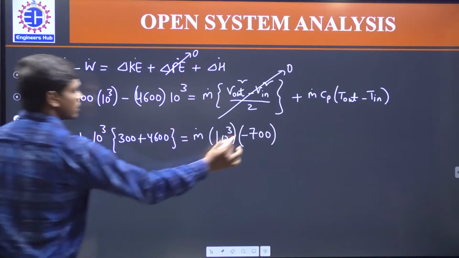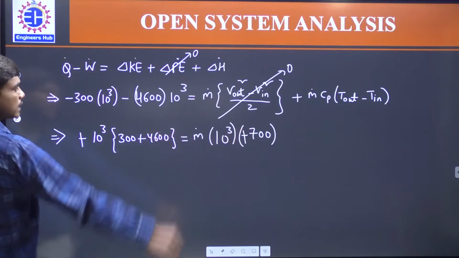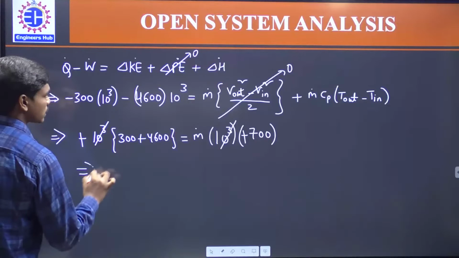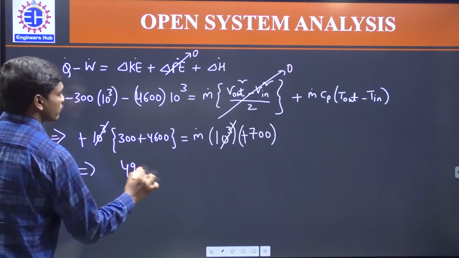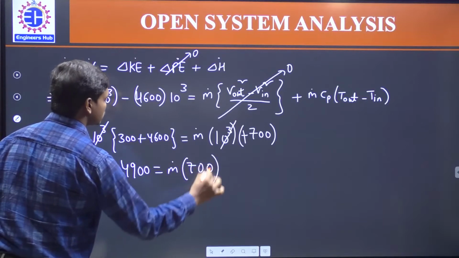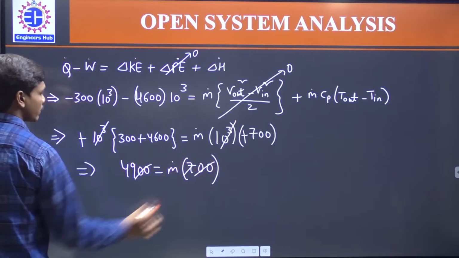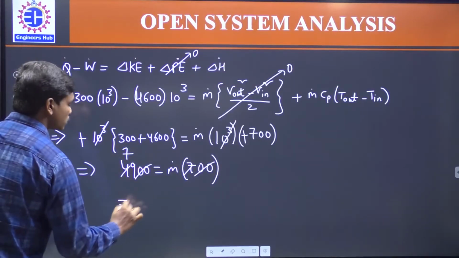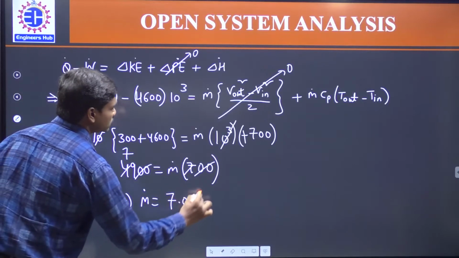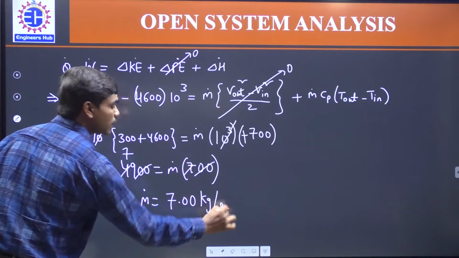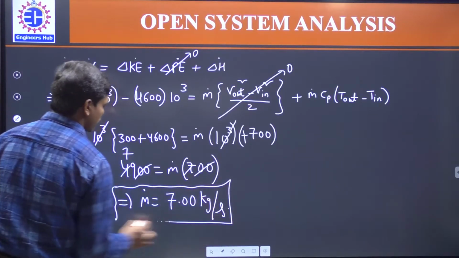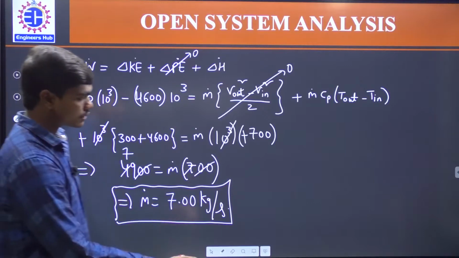So plus and plus, because both the minus signs get cancelled on both sides of the equation. 10 cube gets cancelled. So this implies 4900 is equal to m dot into 700. So if you see, these 2 zeros and 2 zeros get cancelled. 7 cancels this 49, 7 times. So m dot is equal to 7.00 kg per second, is the mass flow rate. Correct. 7 is the correct answer. I think no use of calculator for this. Correct.